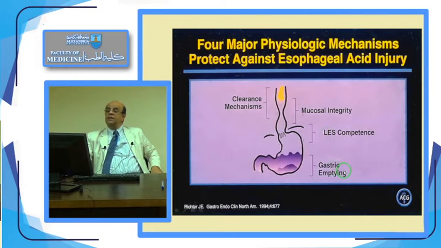Gastric emptying is an important factor because when the contents are present in the stomach, they are emptied and don't stagnate in the stomach. This helps in preventing an increase in the gastric pressure, which would make reflux likely to occur from the stomach to the esophagus. So gastric emptying is an important factor in preventing gastroesophageal reflux and guards against esophageal acid injury.